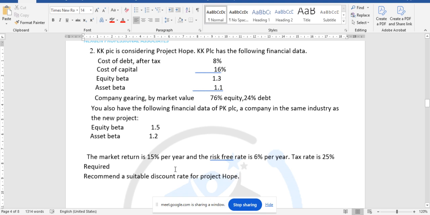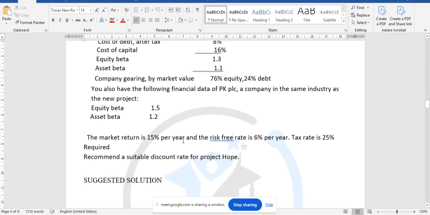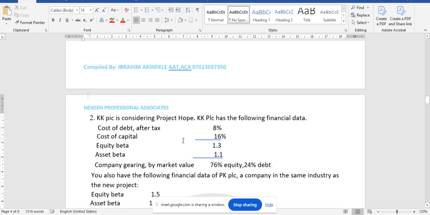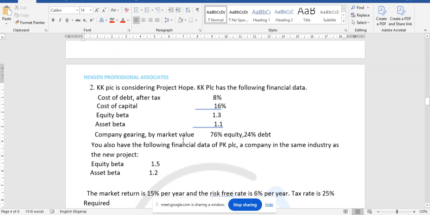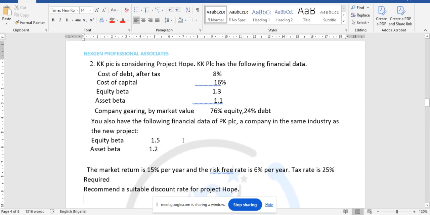Okay. Now KKPLC, another question. KKPLC suggested solution. KKPLC is considering project O. You can see KKPLC is considering another project, which is project O. Project O is the project company because that is the company that is in the business they are considering, and that makes it a project company. KKPLC has the following financial data, and this is how the question will be given to you, where they will separate the project company from the main company. You will be the one to actually do that.